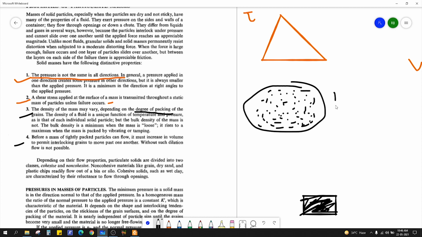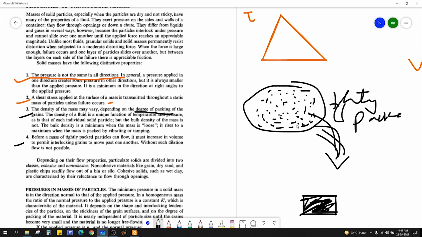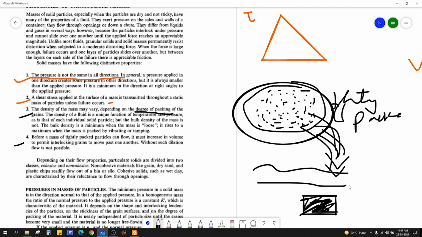See, if it is very tightly packed, then what will happen if you just try to pour this? Will it flow? Yeah, definitely it will flow. But if it is very tightly packed, it will not flow as a fluid, it will directly drop off, right? The whole thing will drop. But if it is loosely packed, then what will happen? It will flow like a fluid, right?